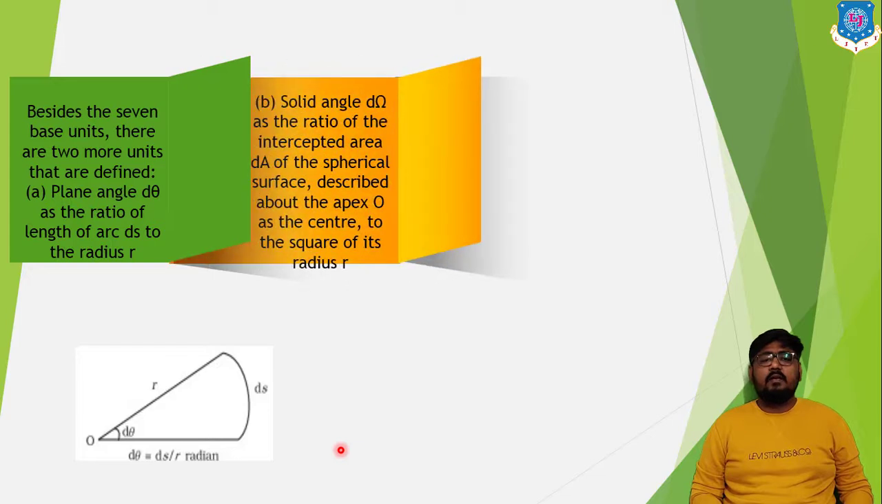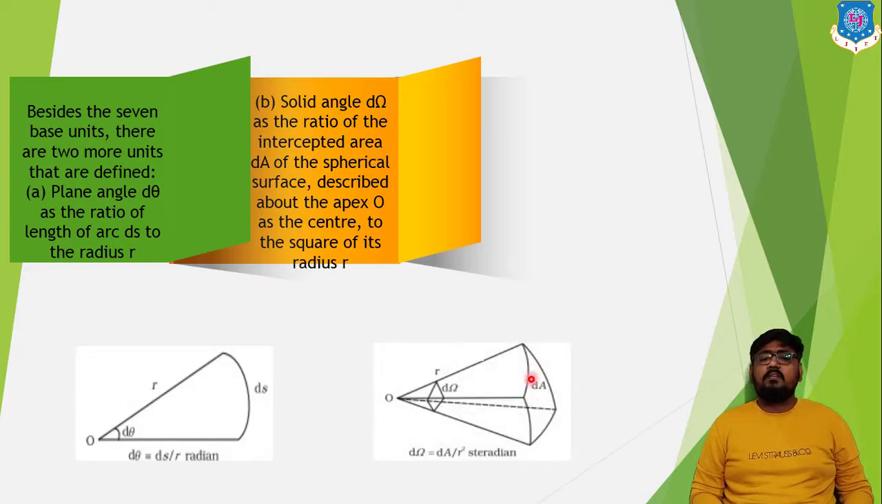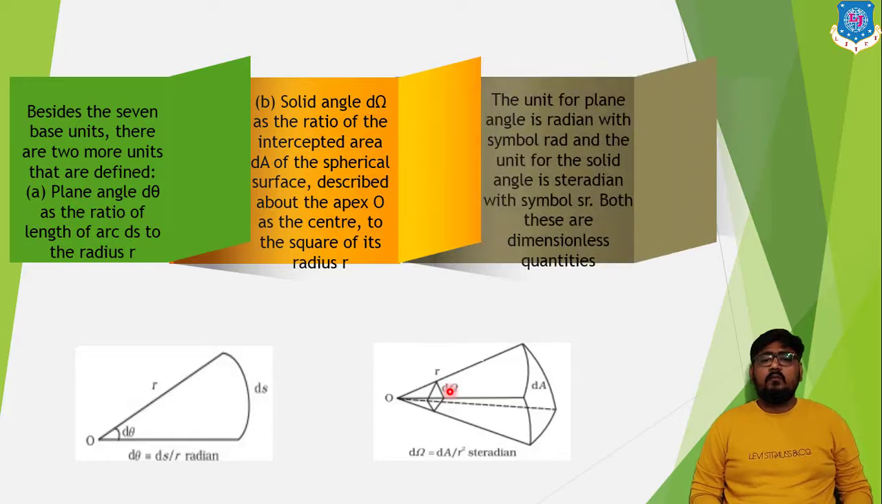As far as the solid angle is concerned, solid angle is defined as d omega, the ratio of intercepted area dA of a spherical surface described about the apex as the center to the square of its radius. As you can see in the figure, dA is the intercepted area and r is the radius. So d omega is equal to dA upon r square. So the unit for the plane angle is radian with symbol RAD, and for solid angle the unit is steradian, with the symbol SR. Both these are dimensionless quantities.